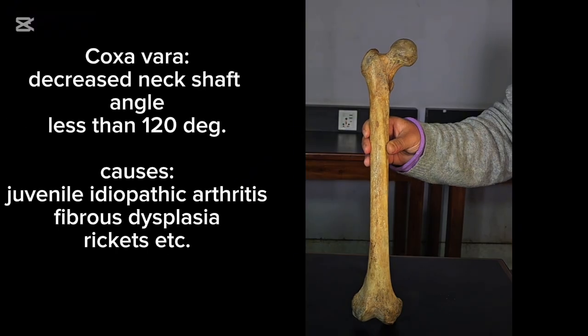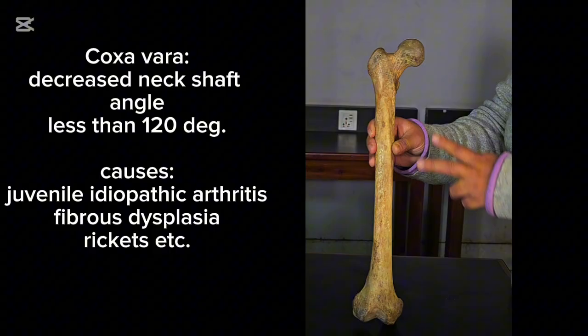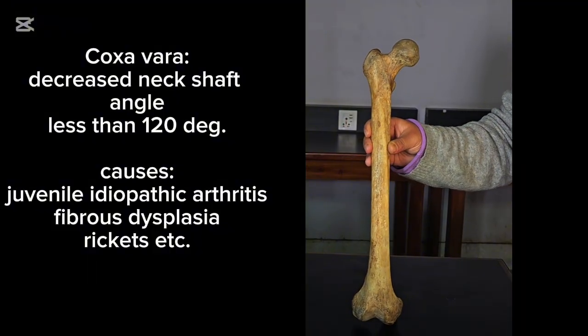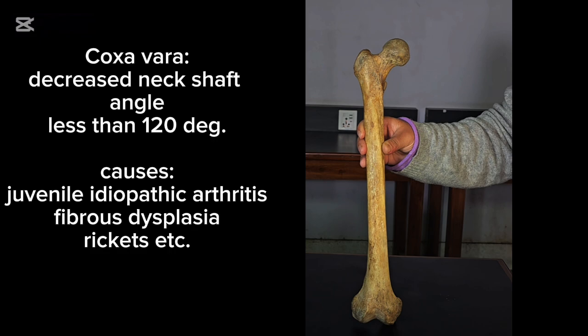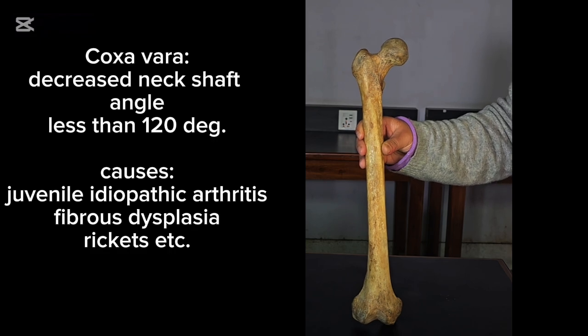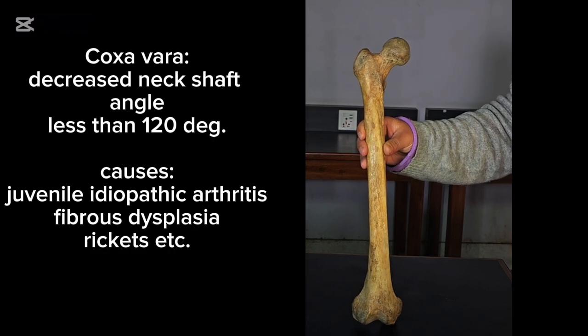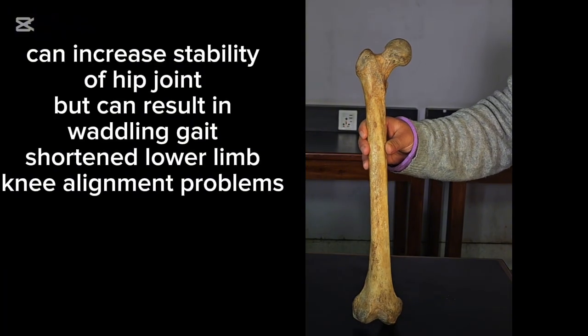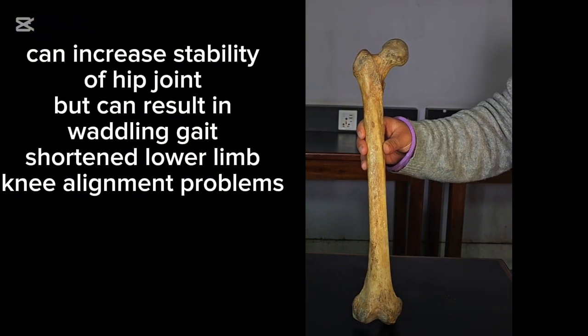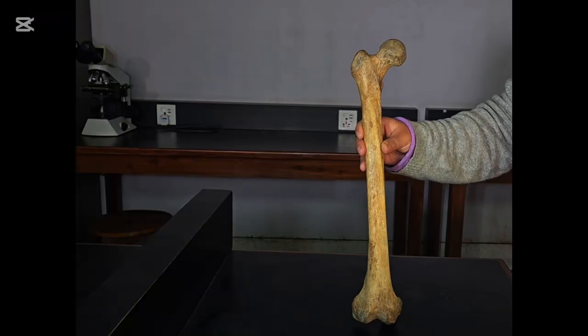Coxa vara is associated with a decreased femoral neck shaft angle less than 120 degrees. The cause can include congenital or acquired conditions such as juvenile idiopathic arthritis, fibrous dysplasia, rickets, etc. It can increase the stability of the hip joint but may result in waddling gait, shortened lower limb, and can affect knee alignments. So this was a brief description of femur bone.